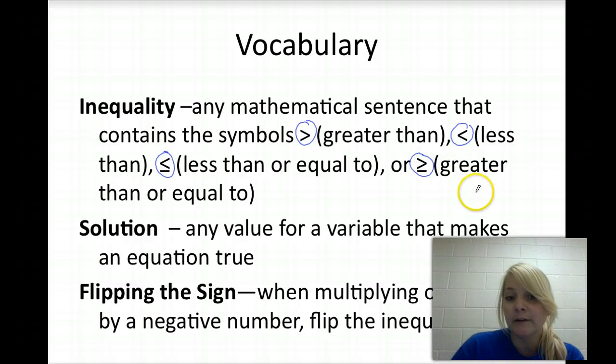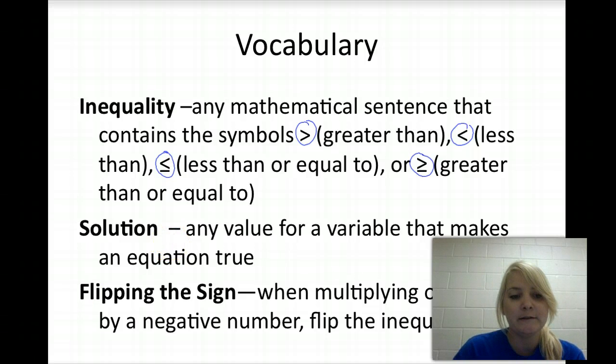A solution to a linear equation or linear inequality is any value for a variable that makes an equation true, and in this case, also makes the inequality true. And then flipping the sign, and that's just a reminder: if we're multiplying or dividing by a negative number, we flip the inequality.